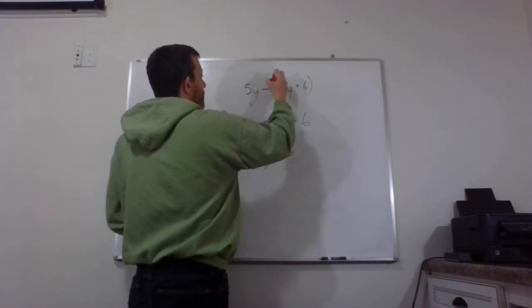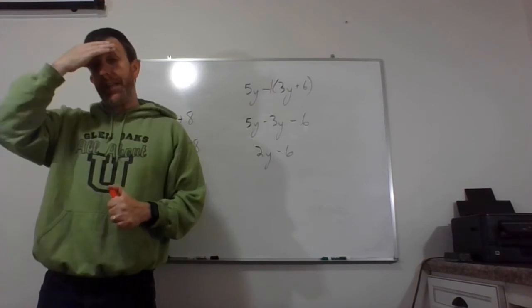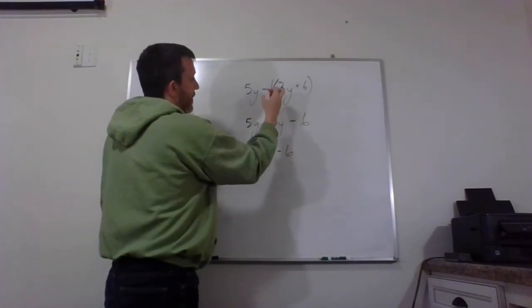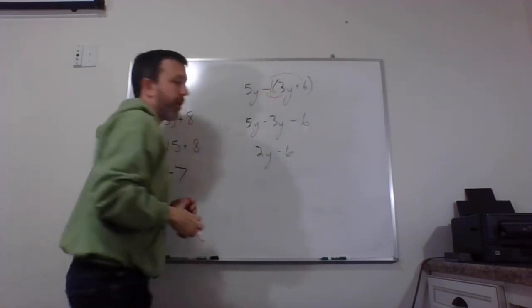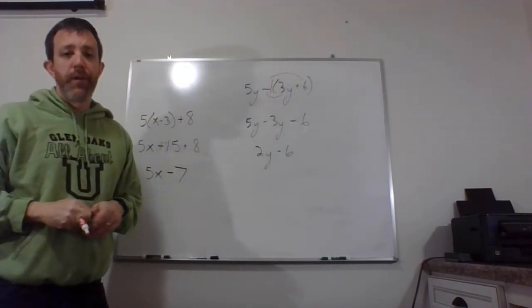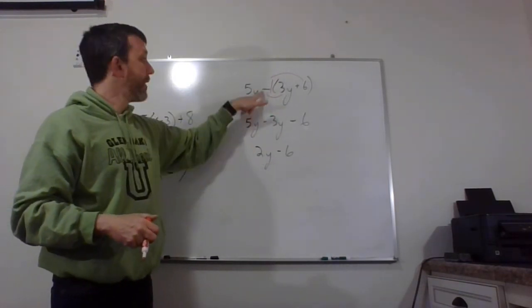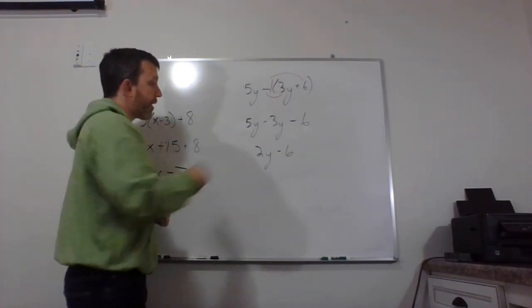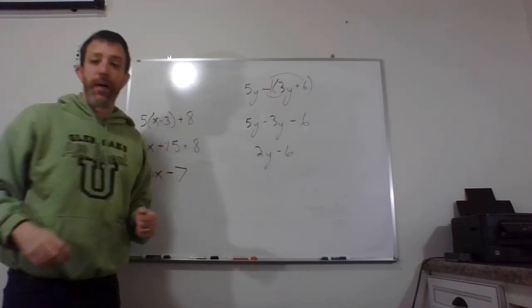Well, if there isn't a number in front of those parentheses, you can always put a 1 in, because multiplying anything by 1 doesn't change anything. And so what I see when I look at this is a negative 1 times both parts. So negative 1 times 3y gives me the minus 3y, and negative 1 times the 6 gives me the minus 6. And then I can combine my like terms, 5y and minus 3y, to get 2y minus 6.